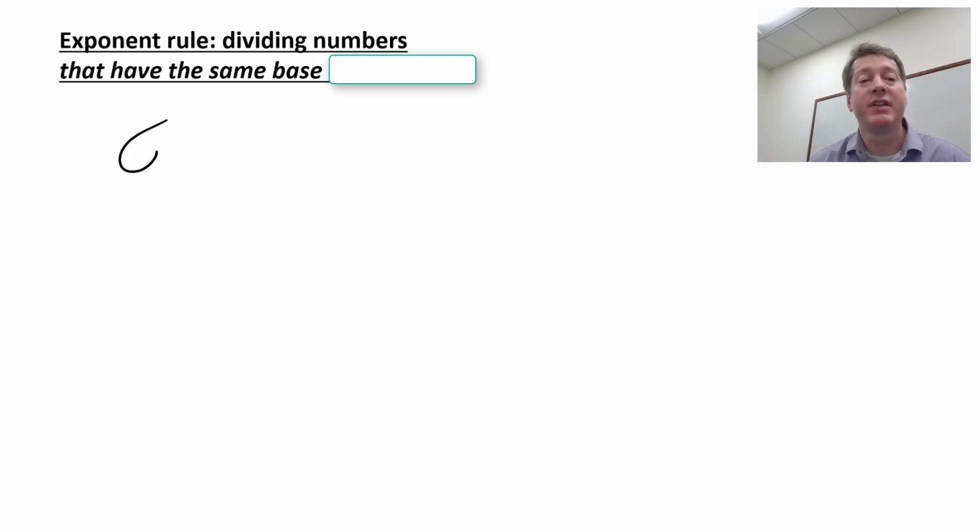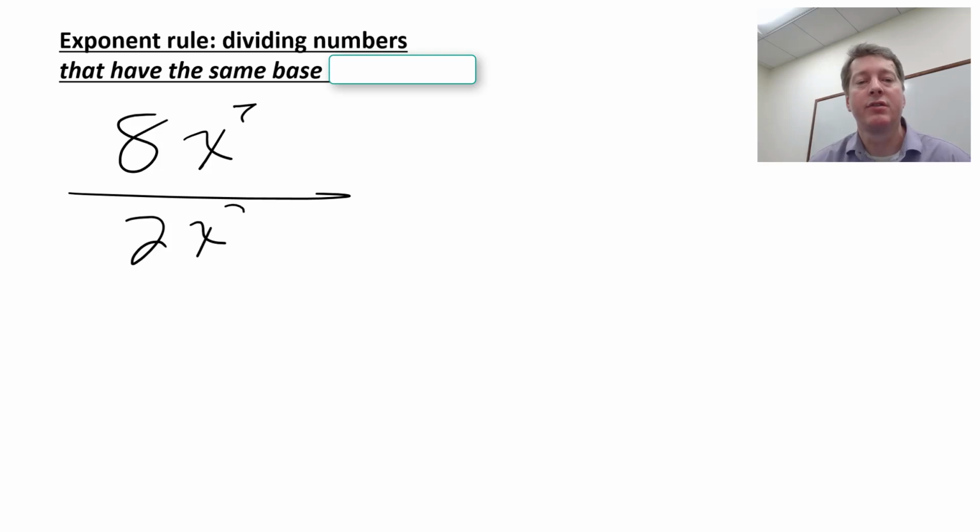And as one final example, suppose I had 8x to the 7th divided by 2x squared. So what's that? Well, 8 divided by 2, 8 over 2 is 4. And as far as the x's, we apply that rule. It's x to the what? 7 minus 2. So x to the 5th.